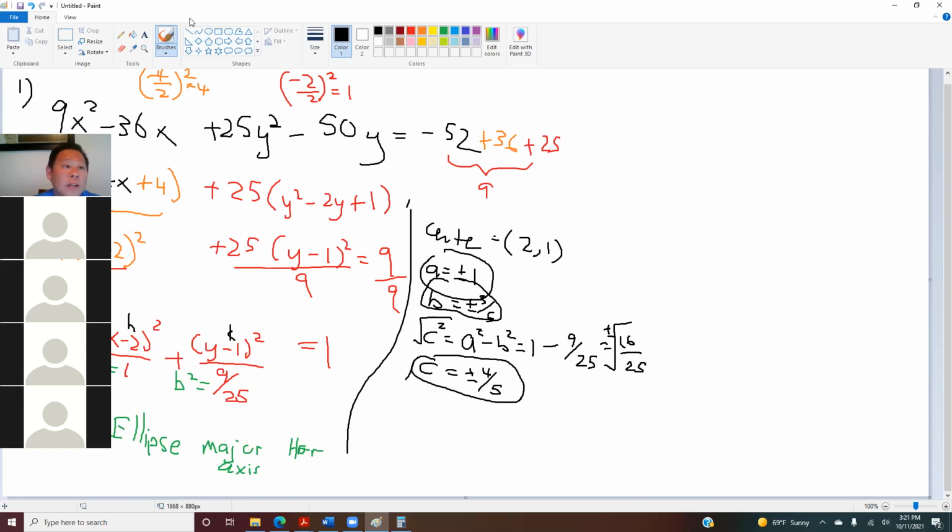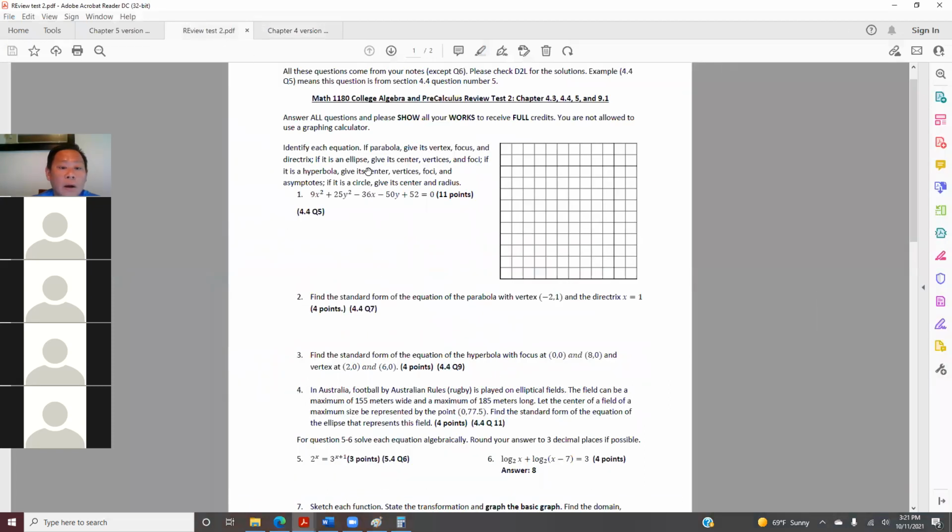So my next question is, since this is an ellipse, you have to give me the center, the vertices, and the foci. If it's a hyperbola, you give me center, vertices, foci, and the asymptotes. If it's a parabola, you need vertex, focus, and directrix. If it's a circle, you need center and radius. So it depends on what kind of conic we have. Since it's an ellipse, center, vertices, and foci.